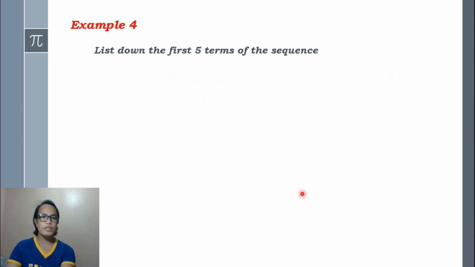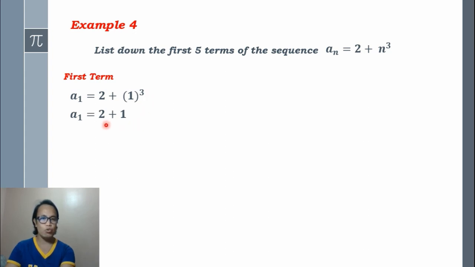List down the first five terms of the sequence a sub n is equal to 2 plus n cubed. So this time we will have to list down the first five terms. Of course, we will start with the first term, which is a sub 1 is equal to 2 plus our n is 1, so that is 1 cube. 1 cube is of course 1, and 2 plus 1 is 3. So the first term is 3. When you say 1 cube, that means 1 times 1 times 1.